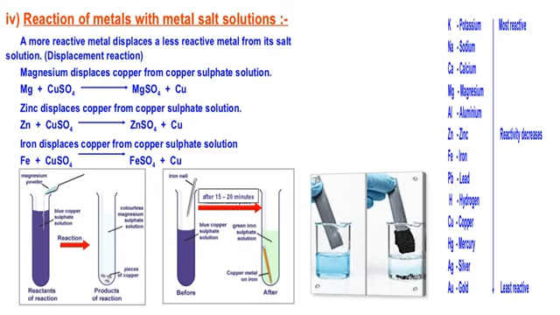Children, now let's see the reaction of metal with metal salt solution, right? Before we read the statement, let's look at the picture here. Now what is the solution here? We can see the solution is a blue copper sulfate solution, CuSO4 solution, right? And what have we put? We have put magnesium powder, Mg, in a copper sulfate solution.